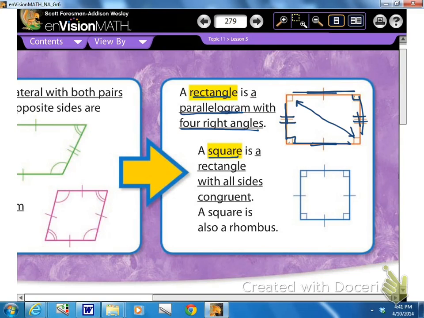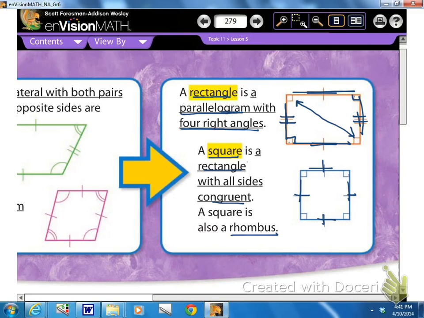A square is a rectangle, which is also a parallelogram, right? But it's a special rectangle because all sides are congruent. And also know a square is also a rhombus, because if you look at the properties, a square has all the properties of a rhombus. So it can be classified as a rectangle, a rhombus, a parallelogram, because it has opposite sides parallel, opposite sides congruent, all sides really congruent, opposite angles congruent, so it fits all those properties.